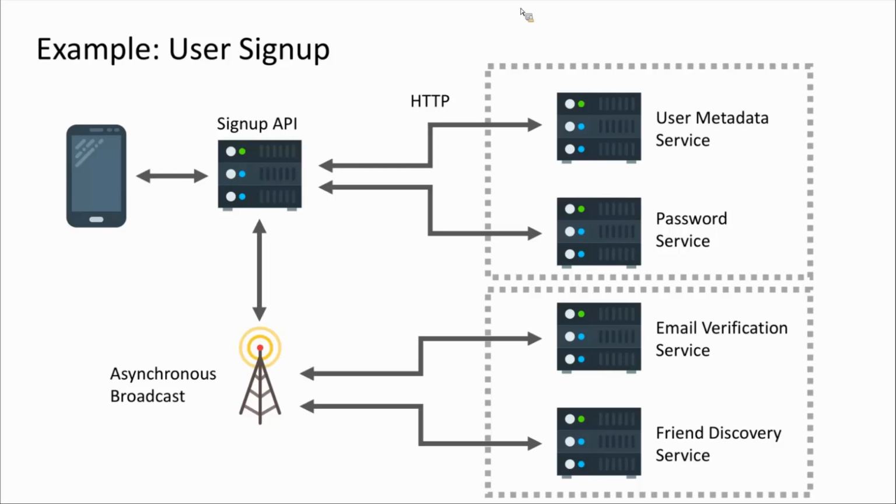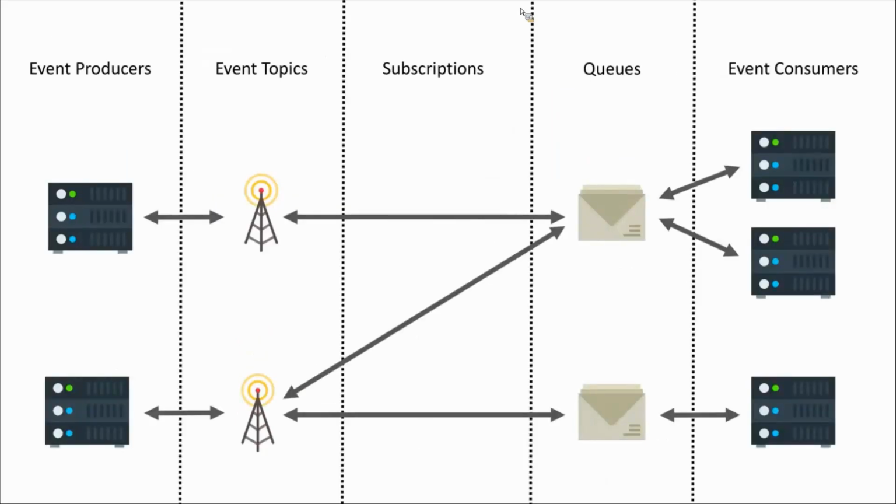So instead, I do those first synchronously, and then I have my email verification and friend discovery that happen asynchronously and separately, that can then broadcast their results back to the signup API and then back to the user. I have event producers. They produce topics, and then consumers can subscribe to a queue, which subscribes to that topic, right? So instead of just feeding the information directly, everything produces events, and then consumers can subscribe to those topics and queues, which can subscribe to the topics that are coming from those event producers.